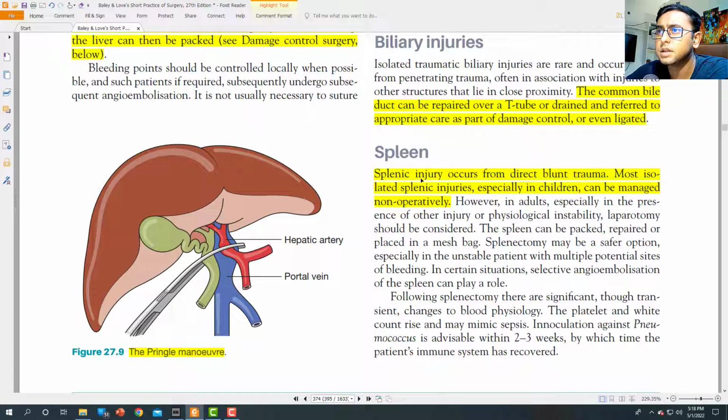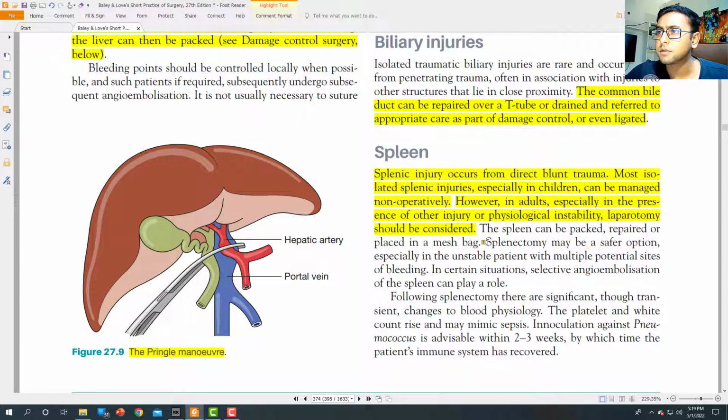Splenic injury occurs in direct blunt trauma. Most isolated splenic injuries, especially in children, can be managed non-operatively. However, in adults, especially in the presence of other injuries or physiological instability, laparotomy should be considered. If a patient with blunt trauma abdomen is hemodynamically unstable, the most commonly injured organ is the spleen. So laparotomy is the only choice.